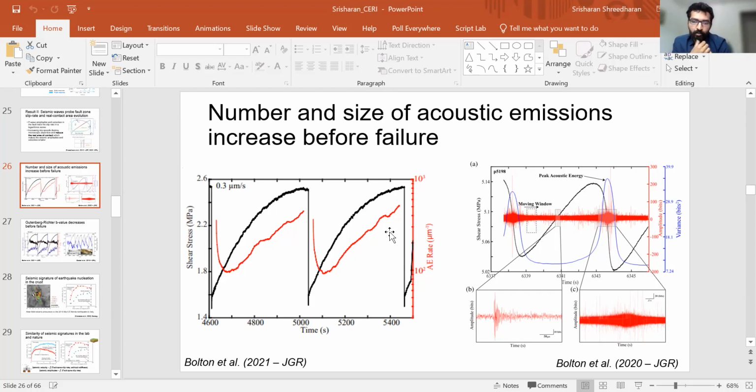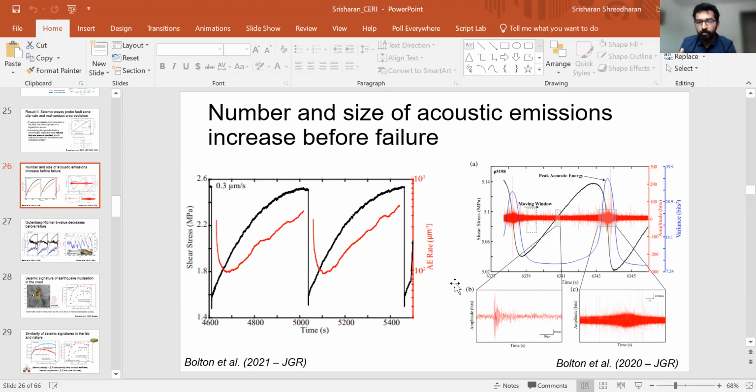Sure. The thing is, this AE increase rate depends on a lot of things. First off, I don't even think it's linear, because this is a log scale, right? So it may be that this is consistent with what you have in your experiments as well. But also, AE rate is dependent on the sliding rate. I wish I had all the other panels of this. This is only at 0.3 microns per second, but we have a few other strain rates. And the AE rate in some cases takes off, and in some cases there's no change in AE rate at all. So it depends on the strain rate.